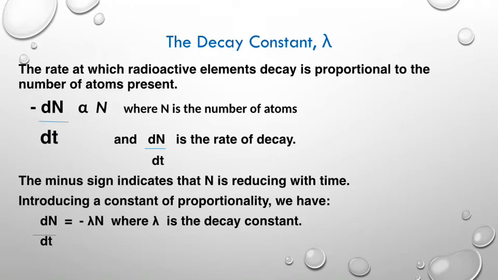Deceleration is a reduction in the speed, so it carries a negative. In this case also, we are talking about a reduction in the amount of atoms present. That is why the minus sign is there. So if you remove the proportionality sign that we usually do whenever we have variation, dN/dt will be equal to minus lambda N. Lambda is the decay constant we have introduced after removing our proportionality sign.